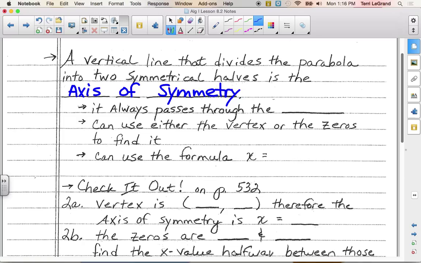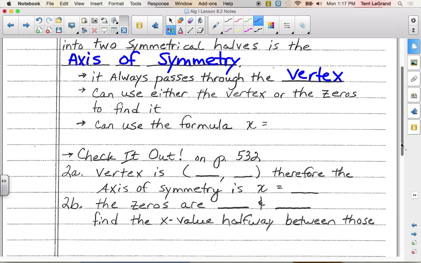So if it happens to be the y-axis, what do all the points on the y-axis have for an x value? 0. So the equation of the y-axis is really what then? X equals 0. Okay? So what else can we say about the axis of symmetry? It always passes through the vertex. It has to go through the vertex. It divides that parabola into 2 symmetric halves. Every quadratic function has a vertex. And we can use either the vertex or the zeros to find our axis of symmetry. Okay, now, I'm going to also give you another way.